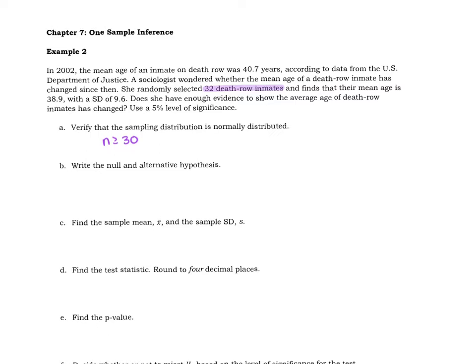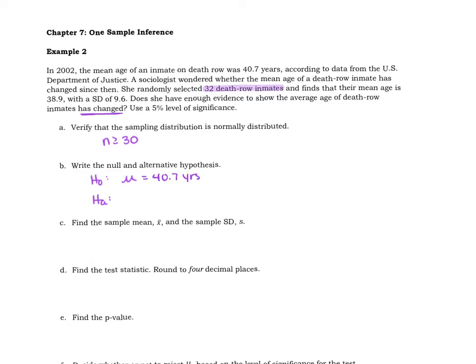Write out the null and alternative hypothesis. So getting ready to do that. Based on 2002 data, the average age of someone on death row was 40.7 years old. And then we want to figure out if there is enough evidence to show the average age of death row inmates has changed. Now again, it isn't indicating one way or another.